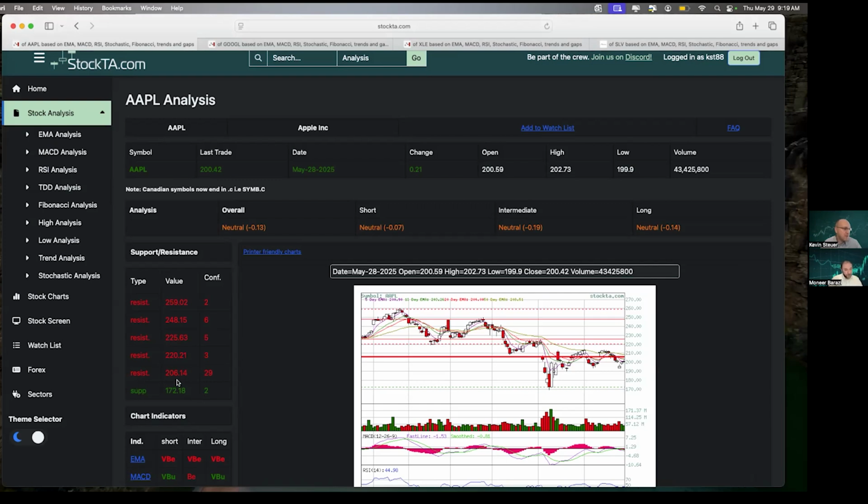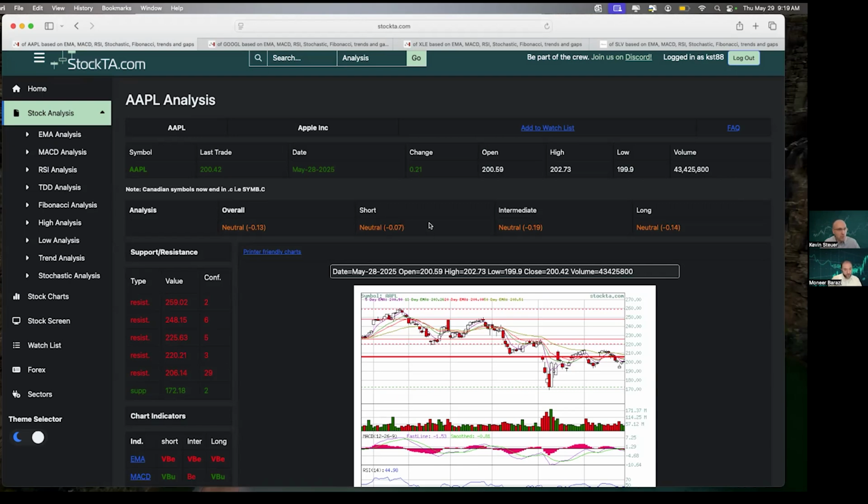It has heavy resistance at 206.14, and that's a 29 Confluence, which is very high for a major stock. And that's why the stock is currently in neutral. Now, if the market moves and has a big day today because of tariff news or a trade deal or whatever happens, if it breaks above that resistance point, that resistance will then become support, and this trend score will then most likely change. It really depends on how the machine reads it.